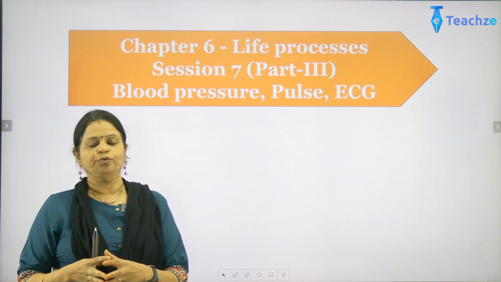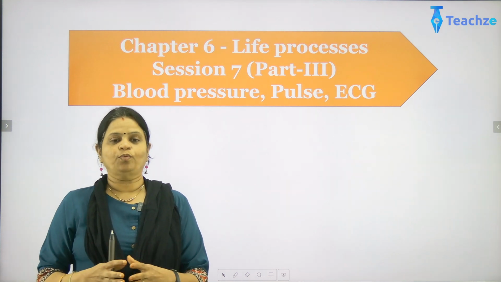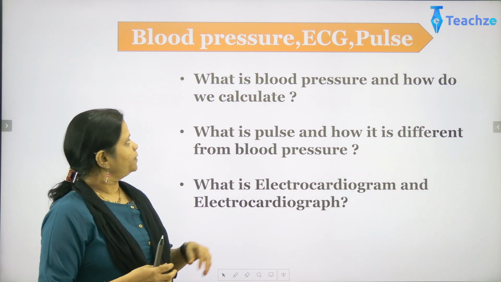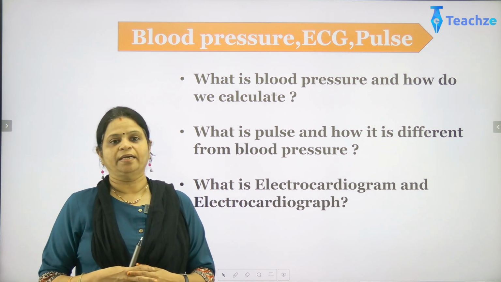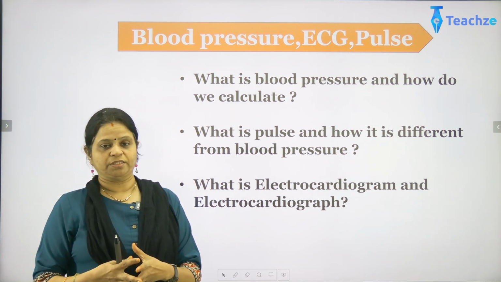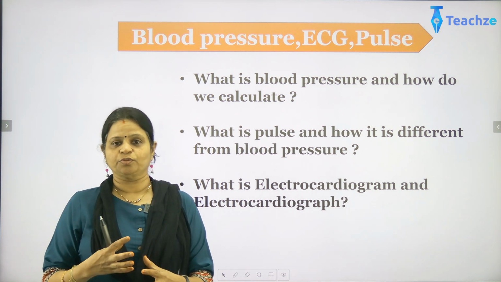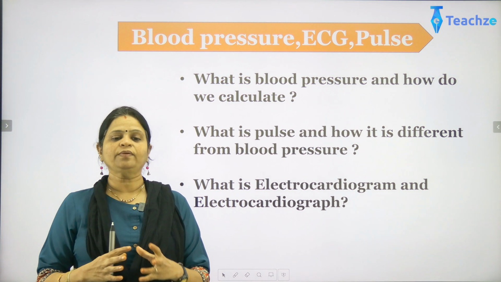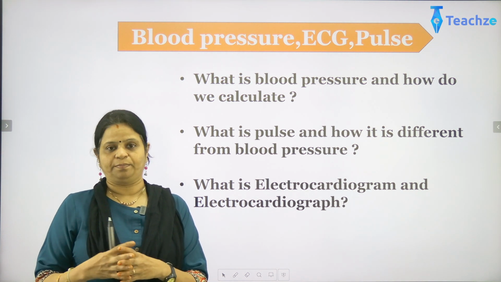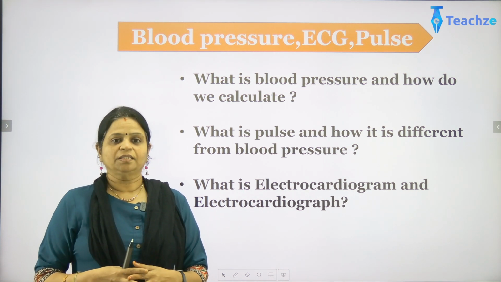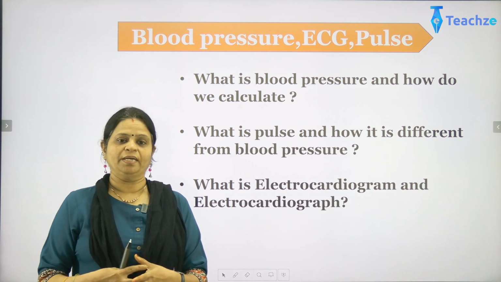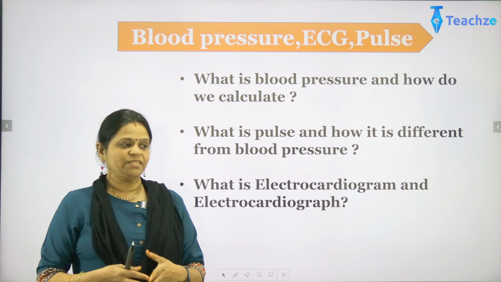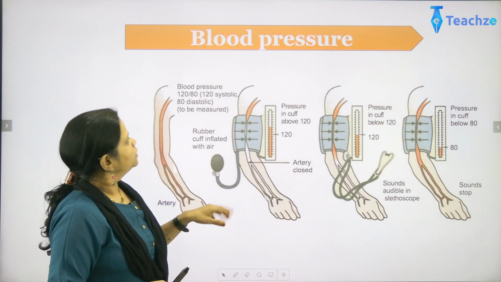So what exactly do we mean by these terms and what do we understand by them? Coming to the subtopics for today: what is blood pressure and how do we calculate it? What are the variations in this pressure, and what exactly is pulse and how will it be different from the blood pressure? Then what is an electrocardiogram and an electrocardiograph? These will be the subtopics for today. So let's go on to the first one.